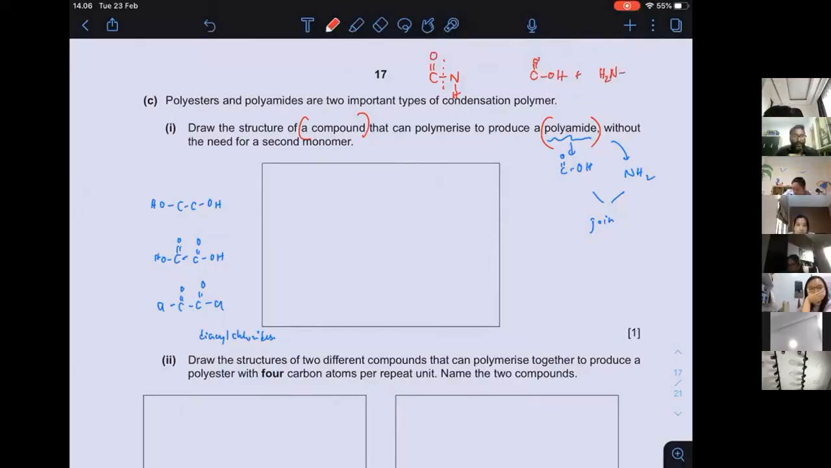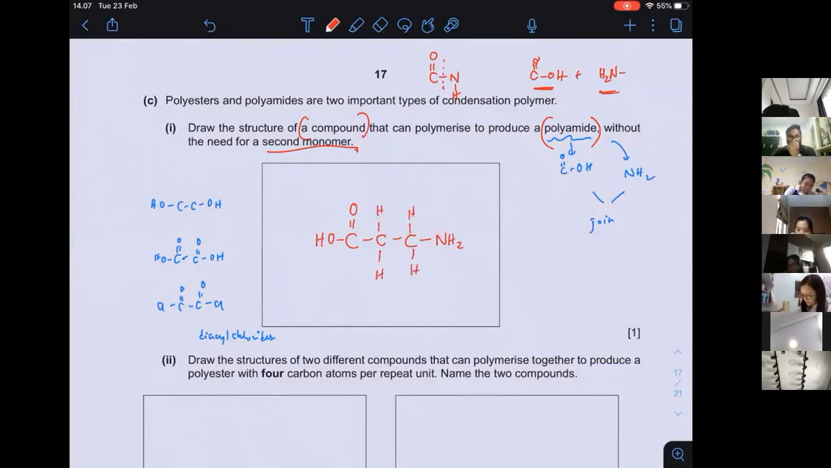So I need to find a compound that can polymerize without the need of a second monomer. Whenever they say without the need of a second monomer, it means the compound itself has these two groups. Quite simple: just put C, and then carbon double bond OH like this. This is going to be one part. If you want another C, that also doesn't matter. Make sure that at the end of this you put NH2.